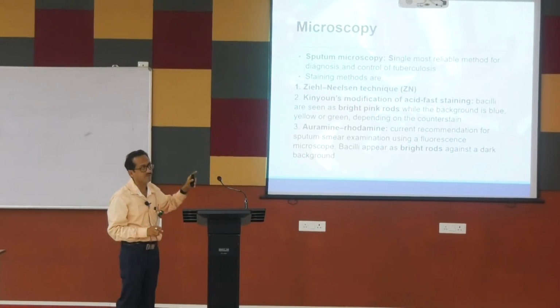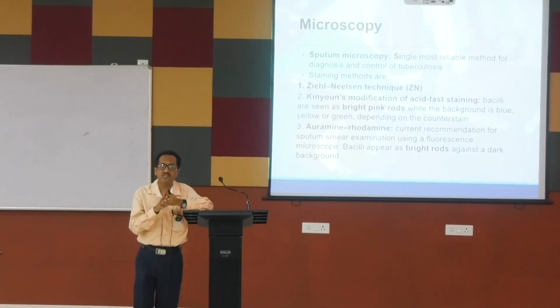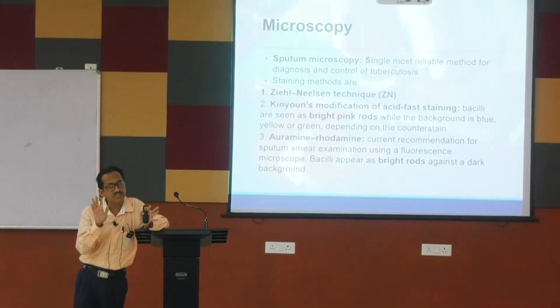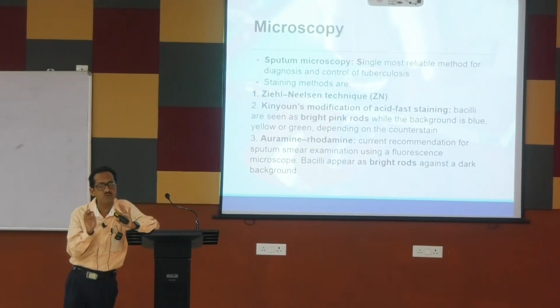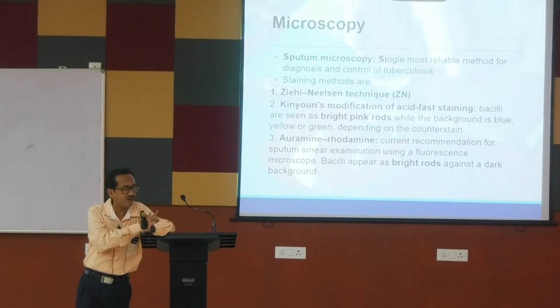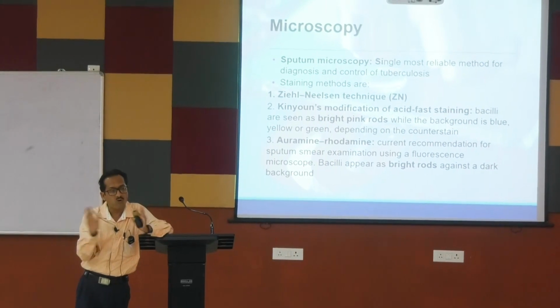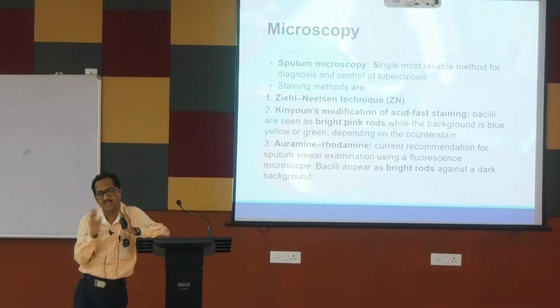Now auramine, rhodamine, fluorescent stain. In the district tuberculosis center, which stain is commonly used? Fluorescent stain. Now what is the advantage? It can be auramine, rhodamine, which I have written in the slide, or auramine O. Auramine O or auramine, rhodamine, that is the stain.